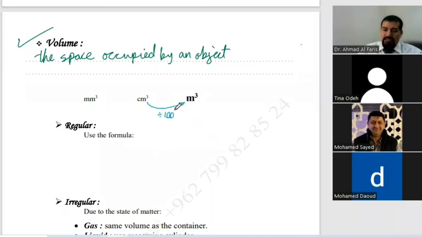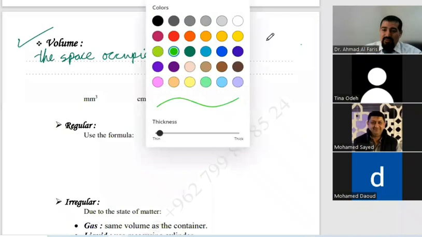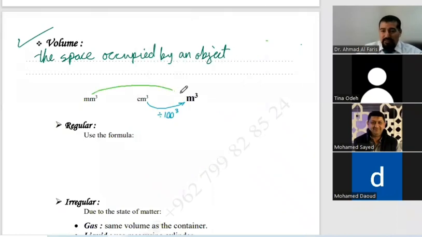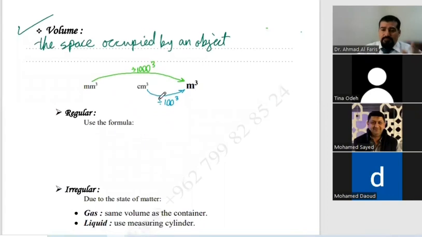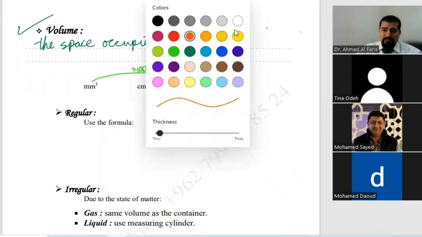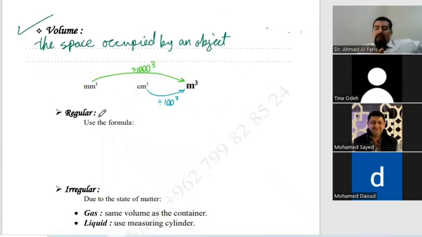Excellent. We divide by 100 cube, because from centimeter to meter, we divide by 100. Centimeter square to meter square, we divide by 100 square. Centimeter cube to meter cube, we have to divide by 100 cube. Exactly. And the same thing for what? From millimeter cube to meter cube, we have to divide by what? 1,000 cube.